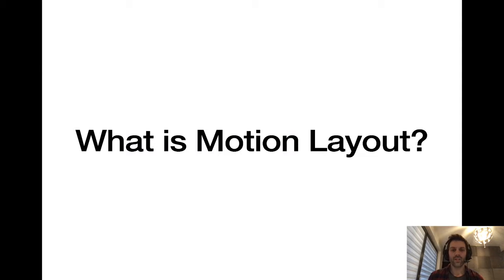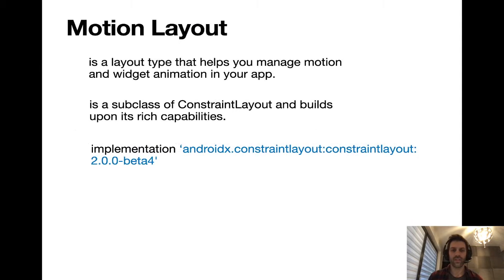So what is MotionLayout? MotionLayout is a layout type that helps you manage motion and widget animation in your app. It is a subclass of ConstraintLayout, and if you would like to use it, you need to implement ConstraintLayout version 2.0.0 beta 4.